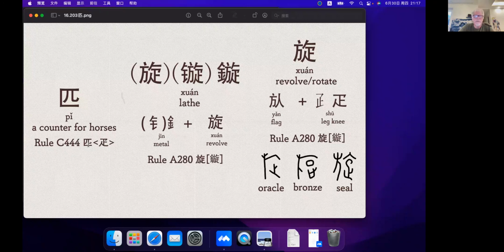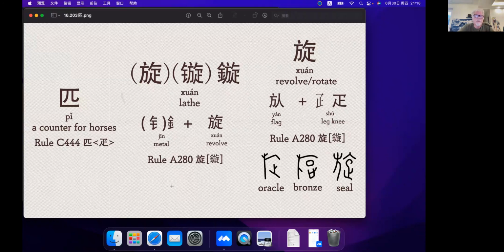Let's see, I should go back and explain this in English. Because we're talking about the character shu, I must point out the variant elimination rule 444, which says that the character P is the same as the character shu, which is nonsense. They probably just did it because it's not used very often. If you can find any explanation other than nonsense, I would be glad to hear it.